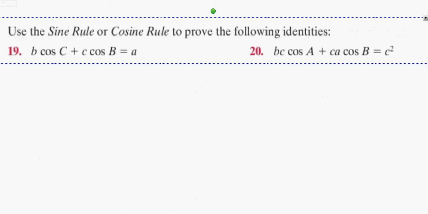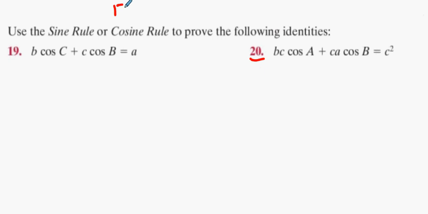Now, use the sine rule or the cosine rule to prove the following identities. The first thing I'm going to look at is question 20. So what am I on? 17 followed by 20 at the moment. 20 looks harder. Here's what I'm going to do at the moment. I'm looking at all this here: BC cos A, CA cos B.